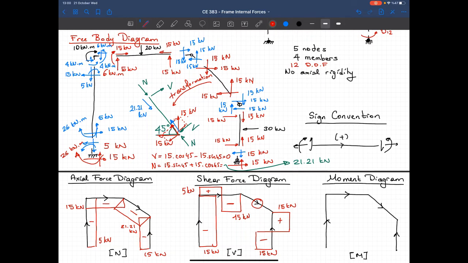So let's start again from the first member, from this one. Rotate that by 90 degrees. So this will be the positive direction of the moments. Here I have a positive 26, right? Same direction. And at the top, it's in the opposite direction and magnitude is minus 4. So we start with this one. 26 kilonewton meters and I got minus 4 here.